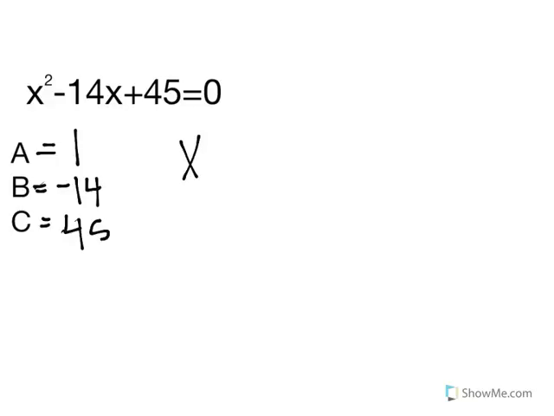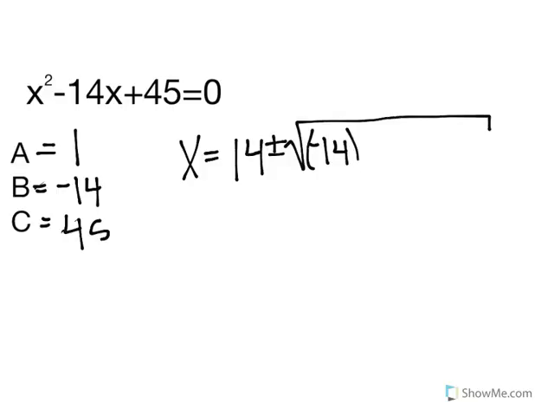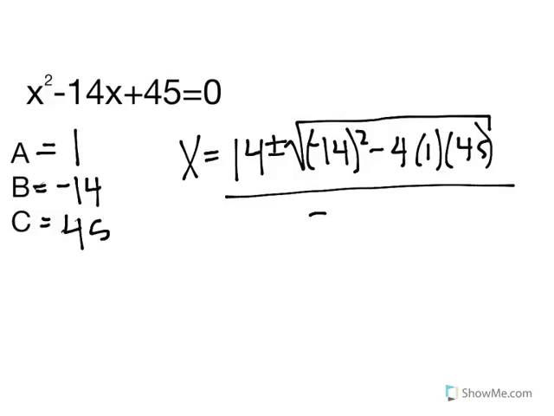So we have x equals 14, because you usually do a negative b, but because b is negative in this case, you don't need to. So x equals 14 plus or minus the square root of negative 14 squared minus 4 times 1 times 45 all over 2 times 1. Then you need to simplify the inside. So that will look something like this.